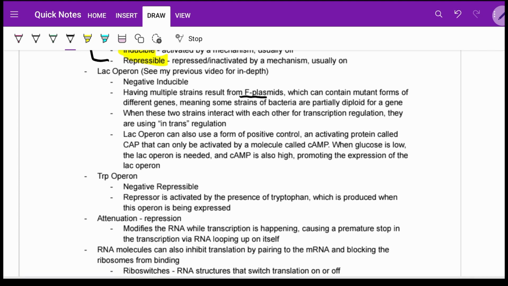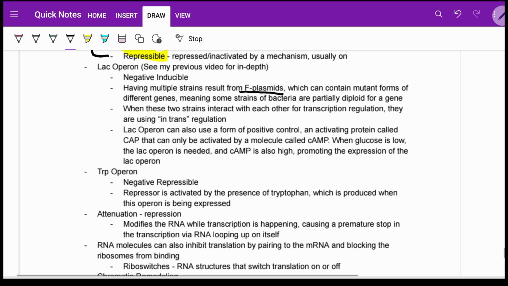And another thing that I touched on in my other video is F plasmids. It allows for partial diploids of certain genes, meaning you have two copies that are slightly different, but they code for the same gene. It can also use a form of positive control. This is not super important for now, but if you would like to read this, you may. It's an example of kind of positive regulation.